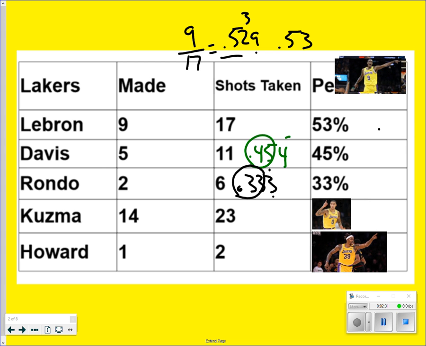Kyle Kuzma. He's kind of like a black hole. That means whatever goes in never comes out. So if they pass him the ball, it looks like he doesn't pass back. He shot the ball 23 times, but he made quite a few of those. Let's see what his percentage was.